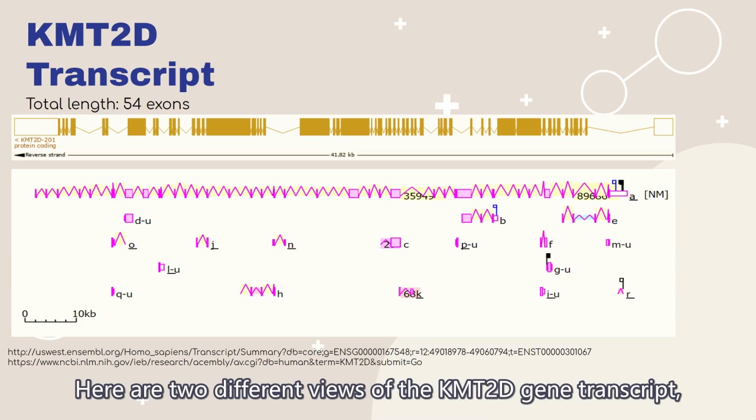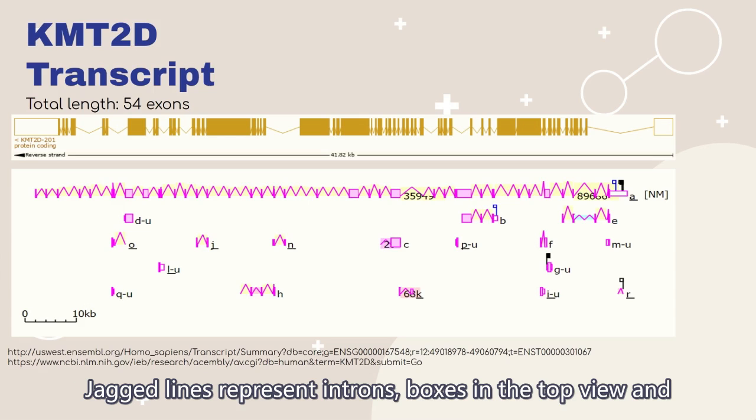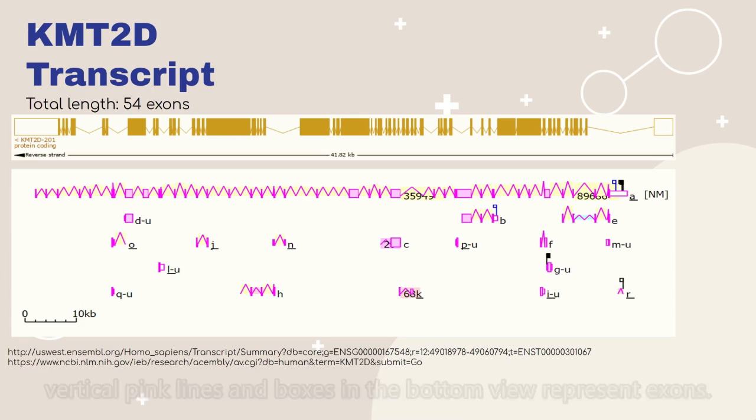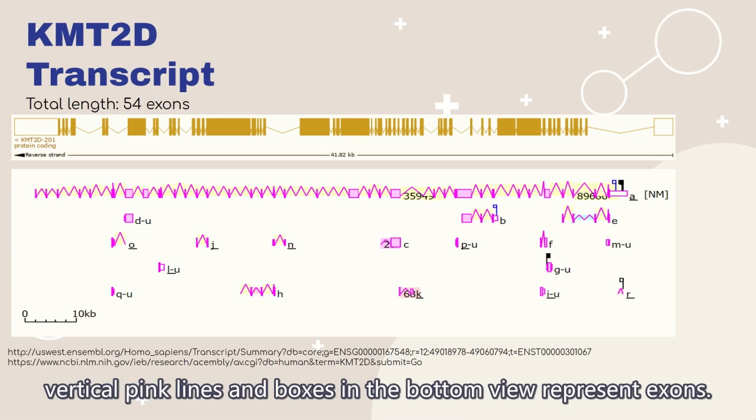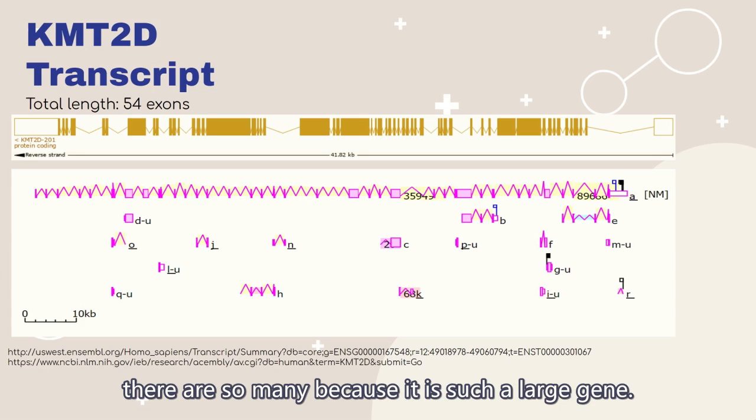Here are two different views of the KMT2D gene transcript, which has a total length of 54 exons and 19,419 base pairs. Jagged lines represent introns, boxes in the top view and vertical pink lines and boxes in the bottom view represent exons. Alternative splice variants are shown under the top strand in pink. There are so many because it is such a large gene.